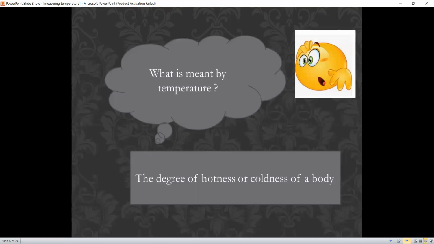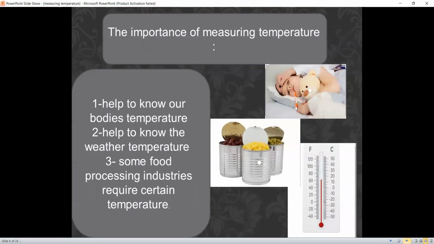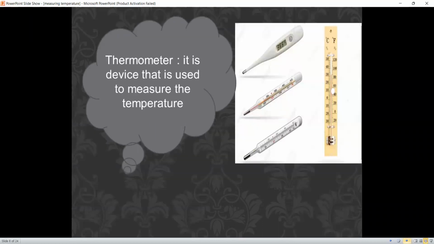So let's start. As we mentioned before, the definition of temperature is the degree of hotness or coldness. But what do you think is the importance of measuring temperature? Why do we have to measure temperature? Of course, we need to know the body's temperature, the weather temperature, and some food processing requires a certain temperature. And what's the definition of a thermometer? It's a device or a tool that is used to measure temperature.